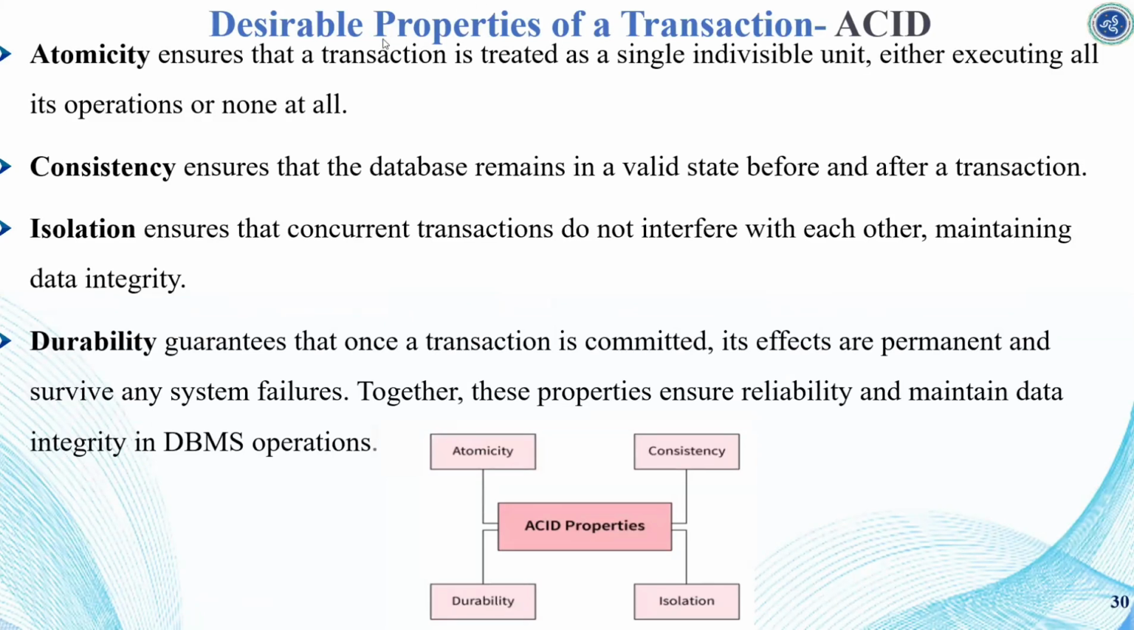So next one is the desirable properties of a transaction. This is very important, ACID properties. In the first module also, we have seen just an introduction about ACID properties. It is always asked, so note the keywords. ACID is A for atomicity, C for consistency, I for isolation, and D for durability.